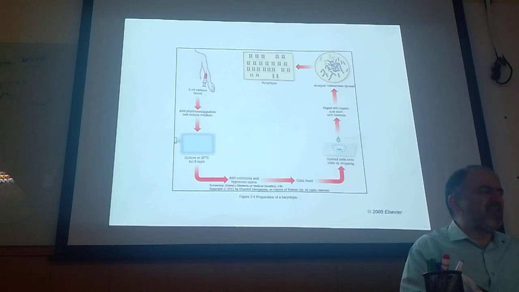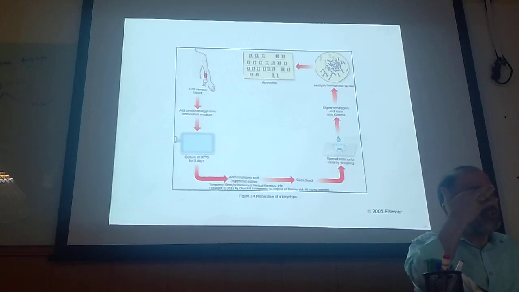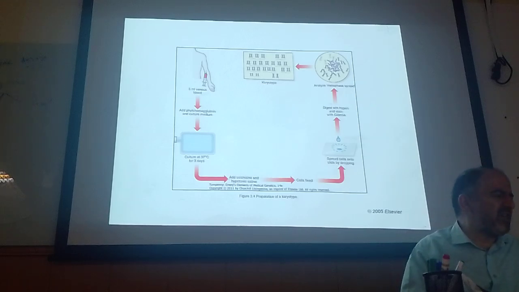As I said, usually we go for blood, but we can go for buccal smear, we can go for sperm, we can go for urine or other samples. We usually need cells with a nucleus. We add phytohemagglutinin to have much more division. 3 days at 37 degrees in a CO2 incubator.